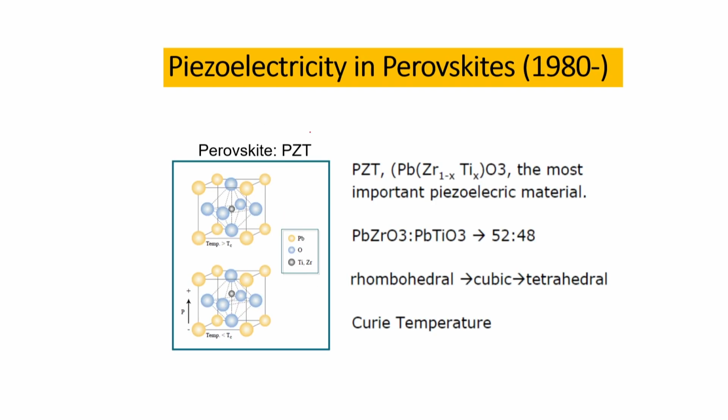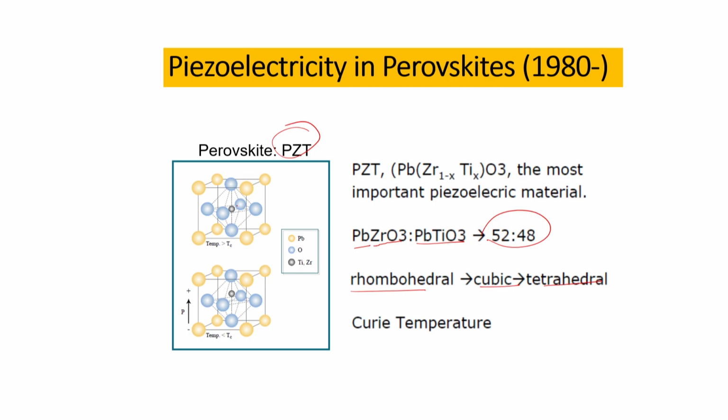The perovskite PZT, as you can see, is one of the best, lead zirconate and lead titanate in a 52:48 ratio, and generally their shapes are rhombohedral, cubic and tetragonal, and the Curie temperature is important, because beyond the Curie temperature you will not see this property in the system.